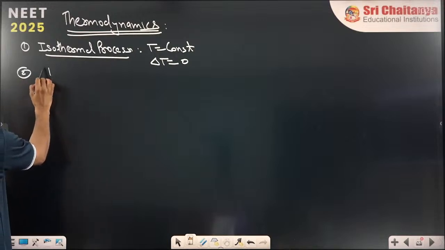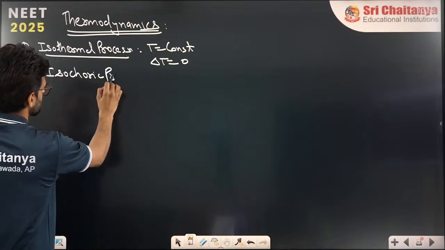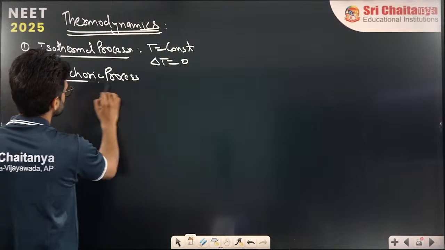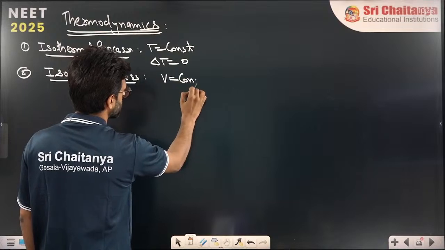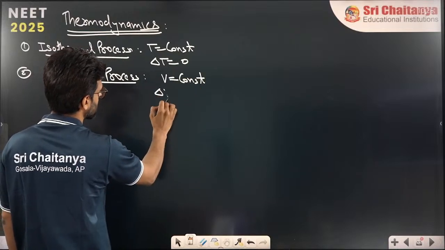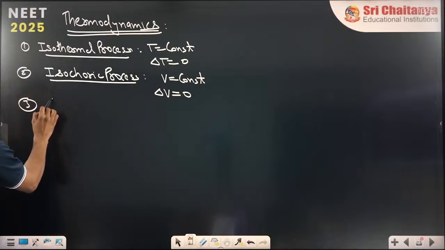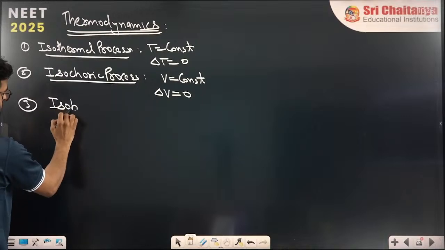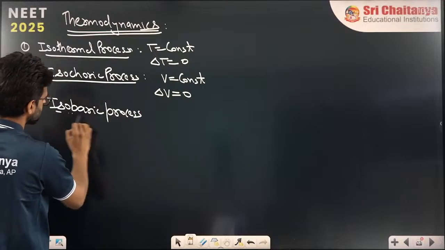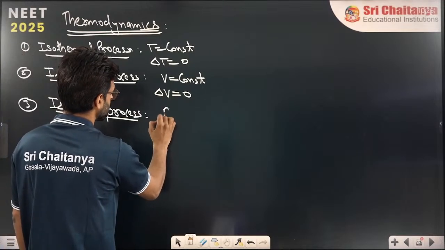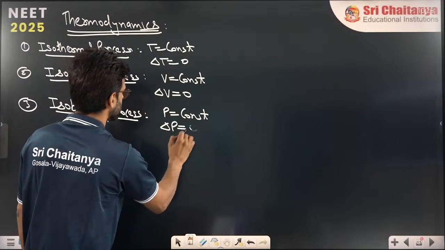Second thing is isochoric, you can say. Isochoric process. It's a question of last year, beta. Isochoric process, where V is constant, means you are not changing the volume during the process. So delta V I can say is how much? 0. The third one, you can talk about which one? Isobaric process. In isobaric process, you see pressure remains constant, no change in pressure during the process. So delta P is 0.